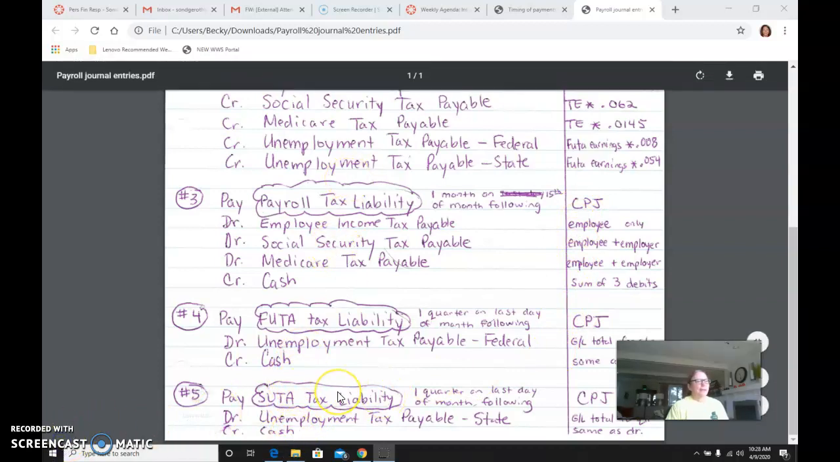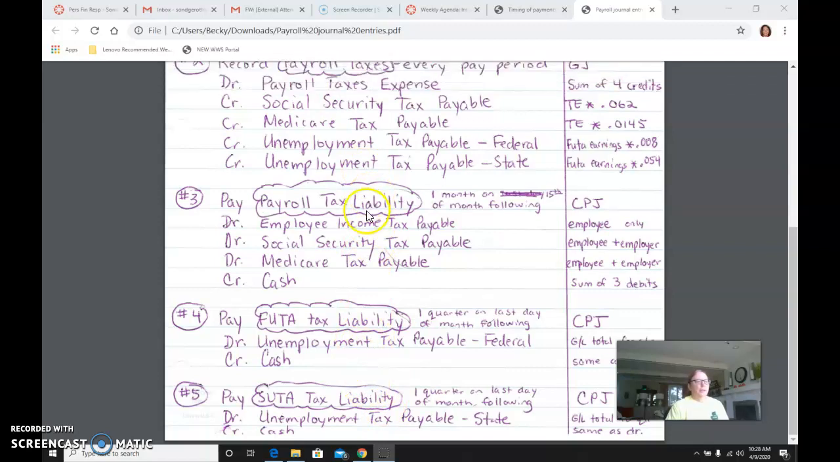So the only one I didn't list here is if we were paying like medical premiums or retirement, we would cut a check to the insurance company or medical place for those premiums.